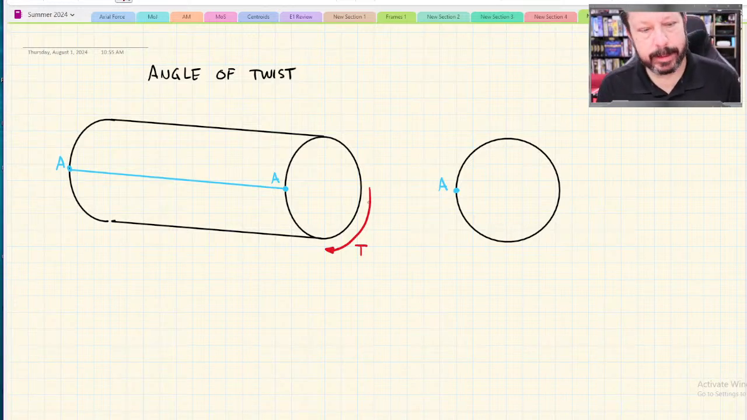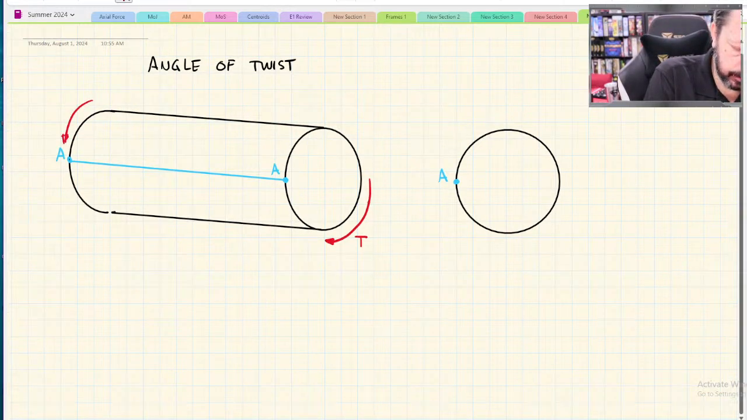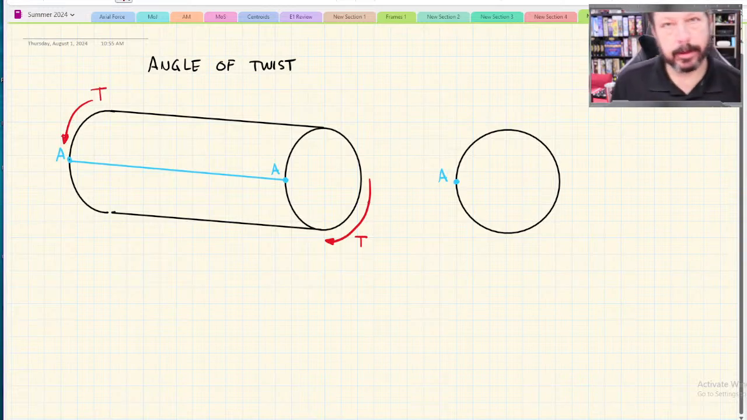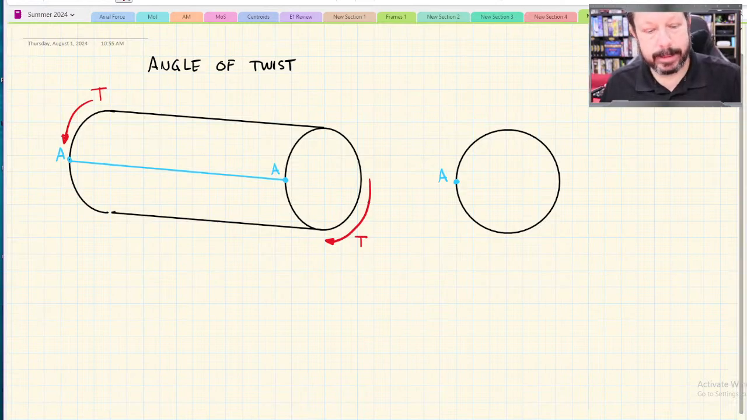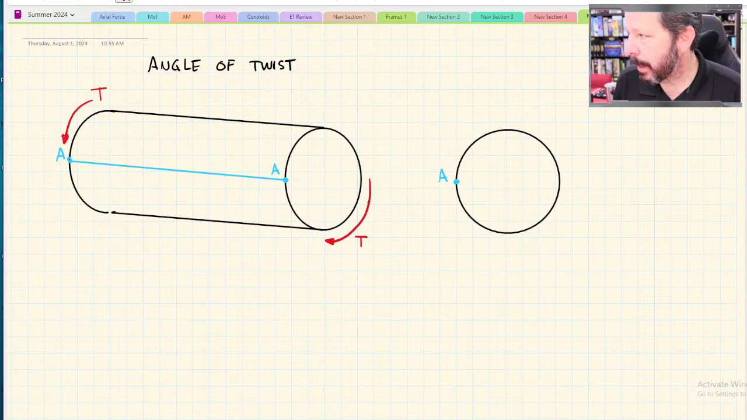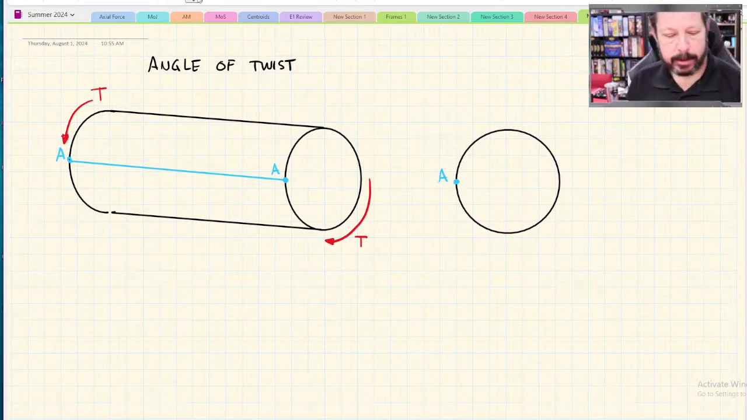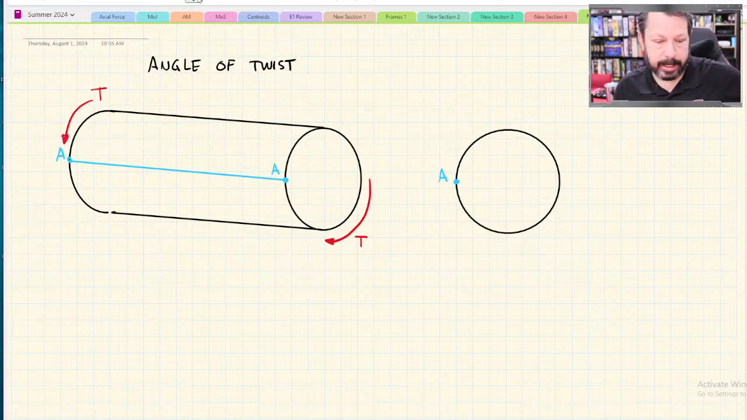If I apply a torque here, then the other end has to have the reaction torque. We'll just put it over here. You know, the other end could be attached to a motor or whatever, but the other end has the opposing torque on it. So if I apply enough torque, then let's imagine the left side of this shaft not moving. So it's like it's bolted to the wall or whatever, and I'm applying this torque and I'm twisting the shaft.